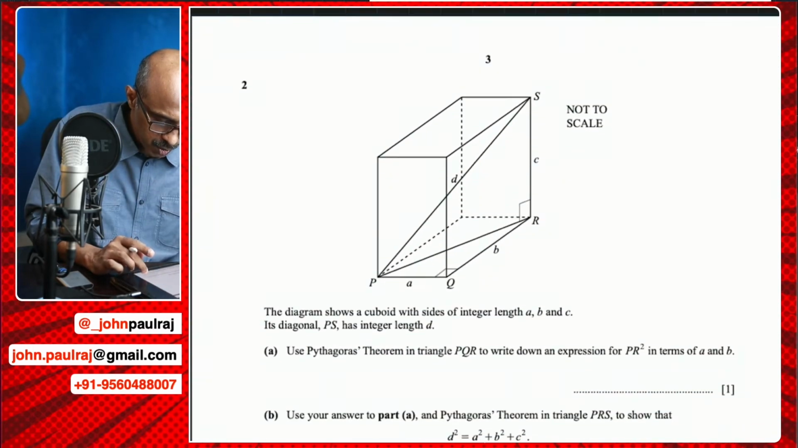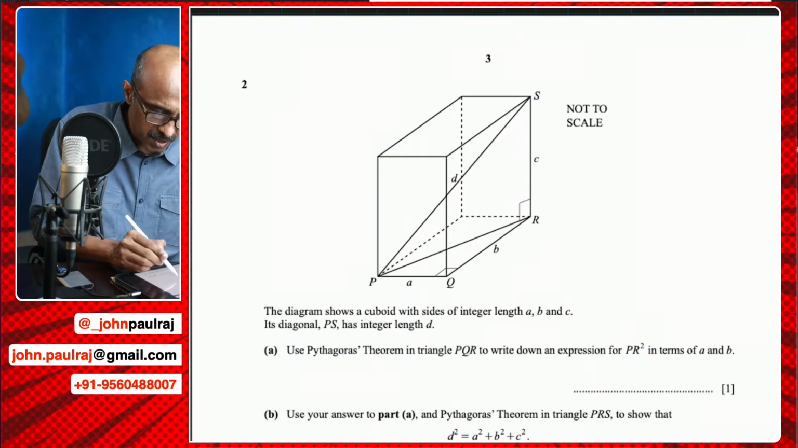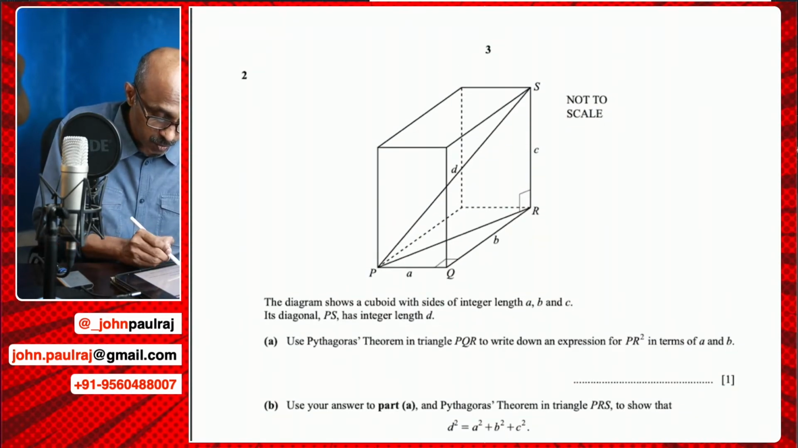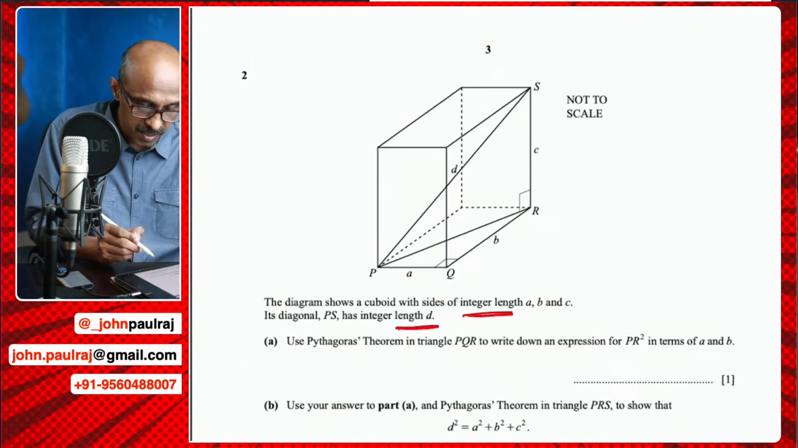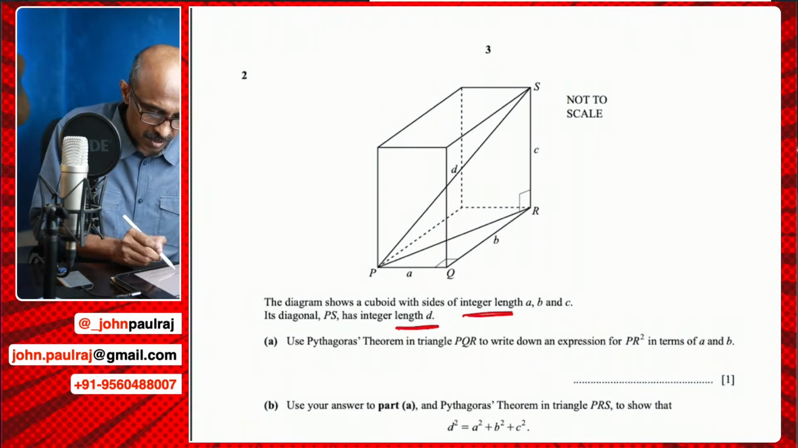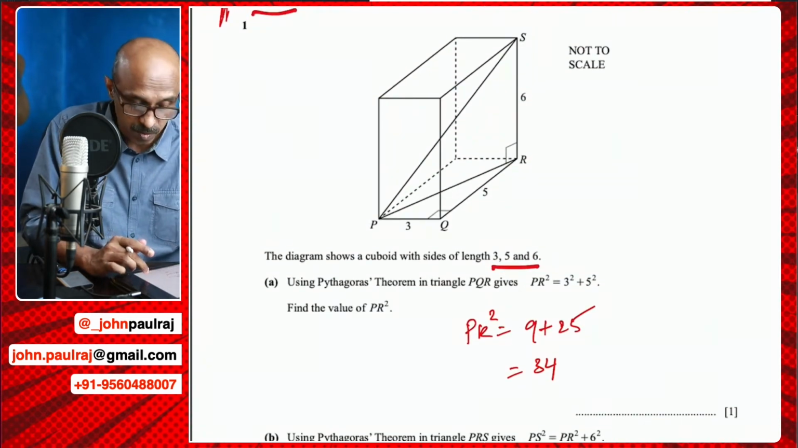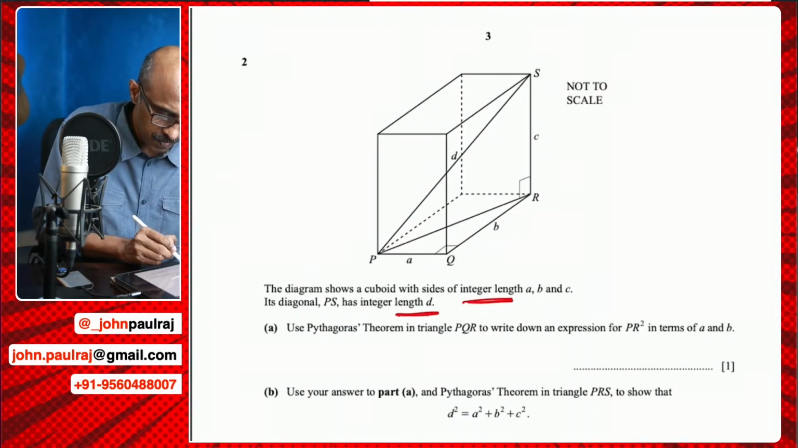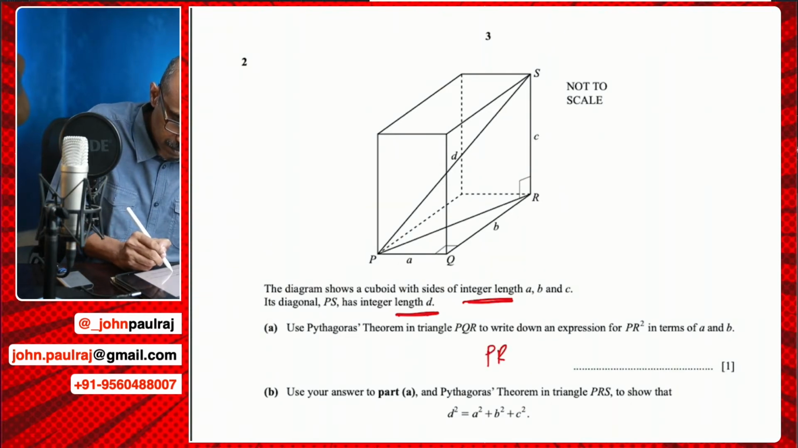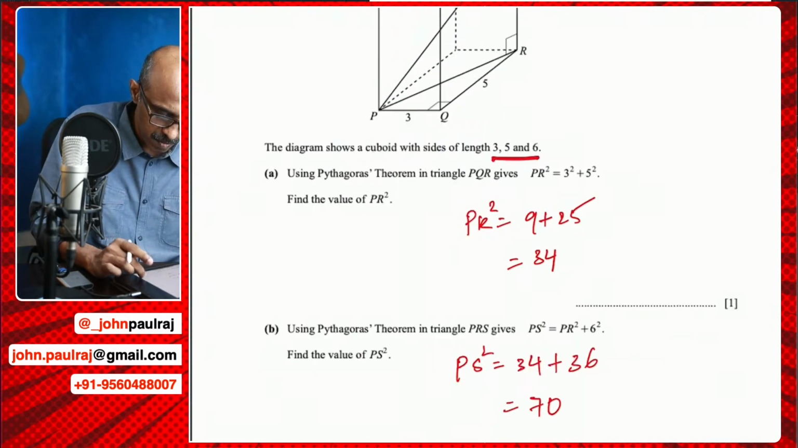Okay, question number 2. This is another cuboid, and this time they have generalized with A, B, C, and D. The diagram shows a cuboid with sides of integer length. Remember, they are emphasizing integer length. So A, B, C are integers. Its diagonal PS has integer length D. So all of A, B, C, D are integers. Use Pythagoras' theorem in triangle PQR. It's a similar idea to the approach in question number 1. It says to write down the expression for PR square in terms of A and B. So PR square is equal to A square plus B square. Pretty much very similar to what we did in question 1A.